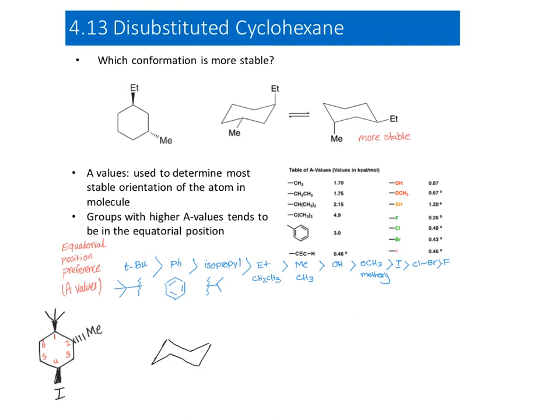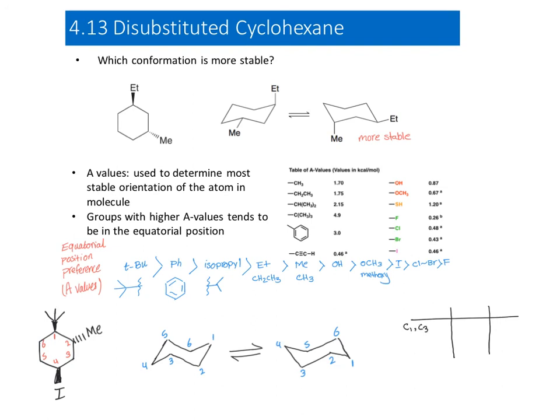Okay, then I need to draw the chair flip. Okay, then I need to number all the carbons. The numbering, the order is important. Pay attention. I can basically draw the table that we worked on one more time.